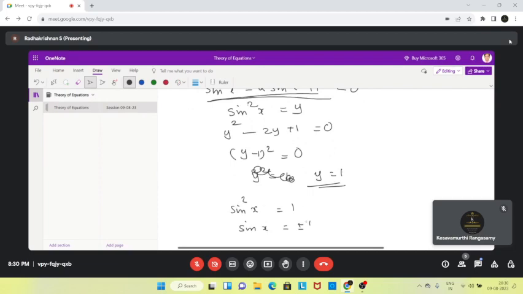So you can have infinite solutions satisfying this rule, sine x equal to plus or minus 1. But the roots in the range 0 to 2 pi are pi by 2, because sine pi by 2 is 1, and 3 pi by 2, because sine 3 pi by 2 is minus 1. So these are the only 2 roots in the range 0 to 2 pi.